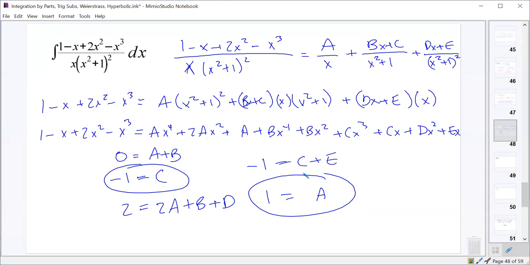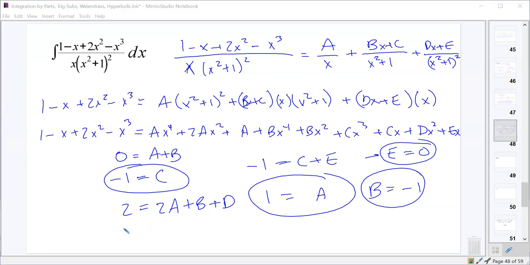Yeah. All right, so if a is 1, what's b? -1. That's easy enough. And if c is -1, what's e? 0. Okay. And let's see. All we have left is to find d. So this is going to give us 2 equals 2 minus 1 plus d. And so what does d come out to be? 1. Great. All right.